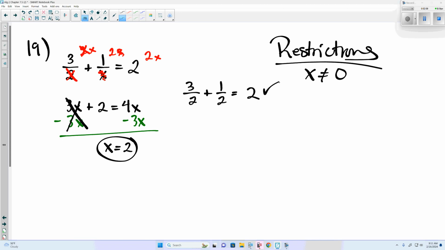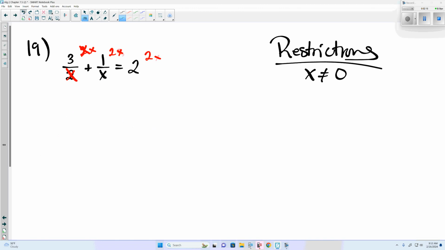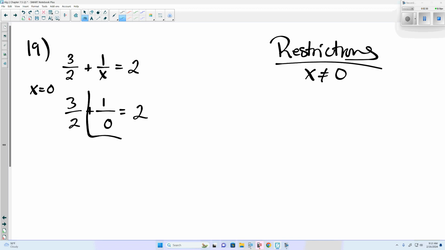As for if x is 0, let's back all the way up to the start before I cross anything out. So if we said x was 0, and I plugged it in here, we'd have 3/2 plus 1 over 0 is equal to 2. So this 1 over 0 here doesn't work. Does that make sense? So we remove any value that would make a denominator be 0.